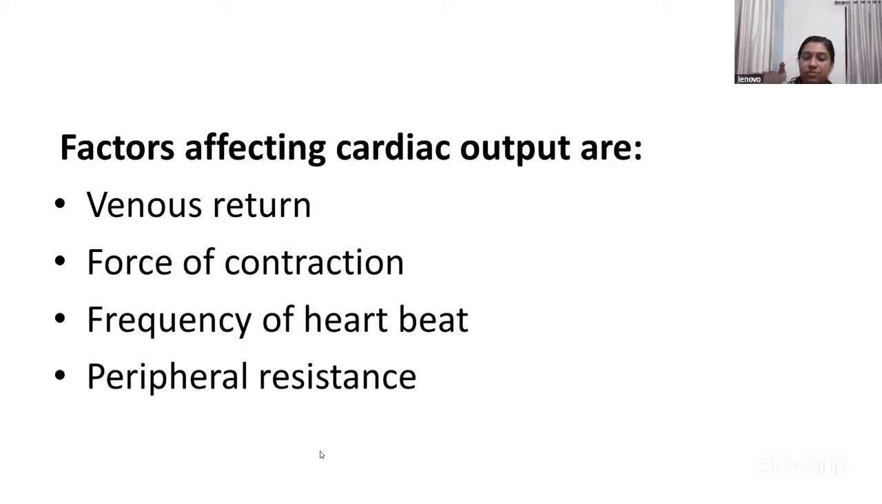So, these are the basic factors which are affecting the cardiac output. First is the venous return, that is simply the blood that is returning to the heart. The amount of blood returning to the heart, or the venous return, is in direct relationship with the cardiac output. Force of contraction: when the heart is contracting more forcefully, the cardiac output will be more. And when the heart is beating much more frequently, cardiac output will be increased. Peripheral resistance: if the peripheral resistance is increased, then the cardiac output will be less.